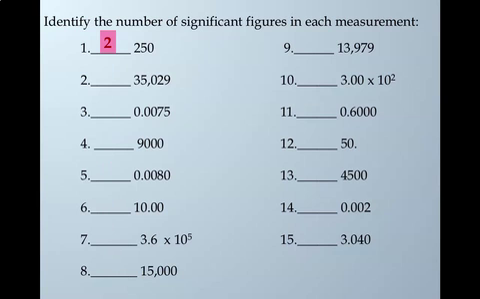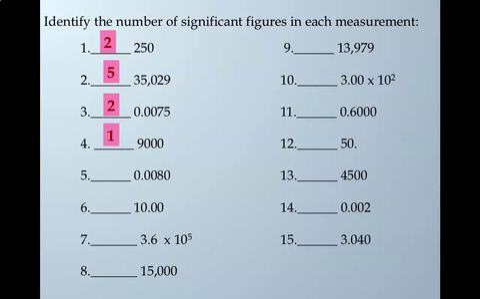35029. Okay, the 0 is sandwiched, so every number counts there, so that's 5. Number 3, the zeros are to the left of the numbers, so they don't count, they're just placeholders. So we're just counting the 7 and the 5, which is 2. Number 4, there's no decimal there, so we're only counting the 9. So that was 1.